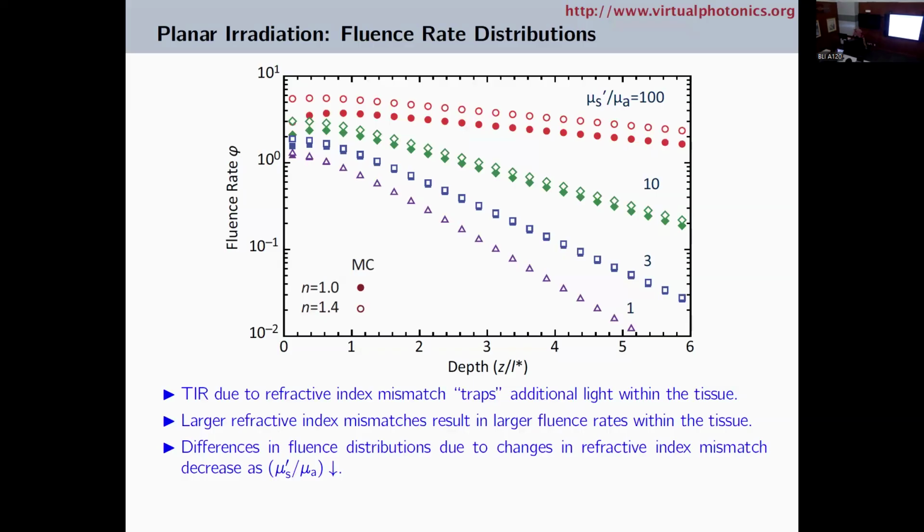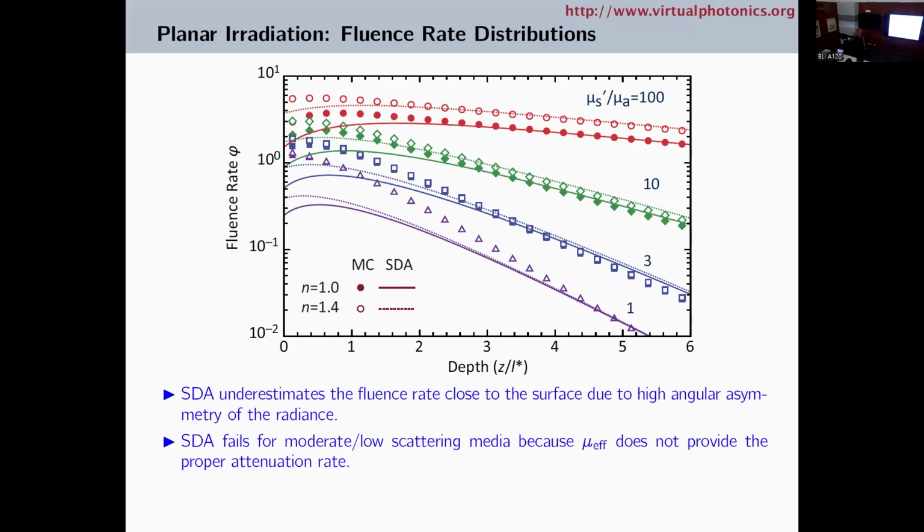Good. Okay. And then it's nice to see what the standard diffusion approximation predicts for these situations. The solid curves are for the refractive index matched case and the dotted lines for refractive index mismatch. So you see a couple of things. In the highly scattering situation, it does pretty good out here.